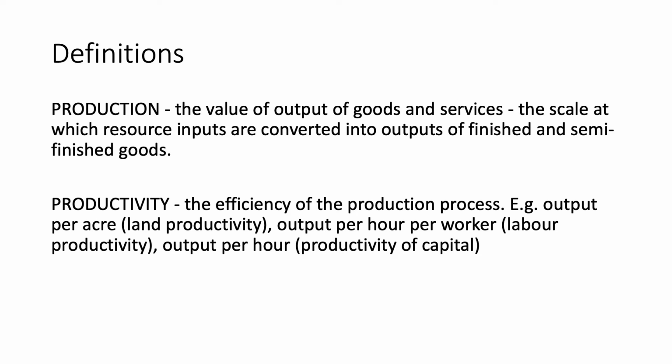For example, productivity could be measured as output per acre if we're trying to measure the productivity of land. If we're trying to measure labor productivity, it can be measured in output per hour per worker. Or if we're trying to measure the productivity of capital, it could simply be measured in output per hour.